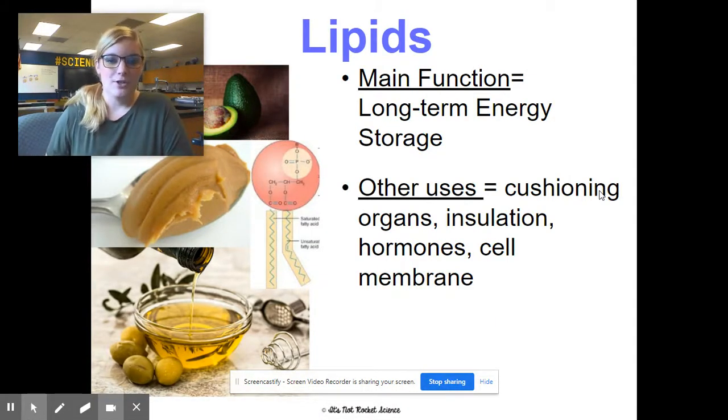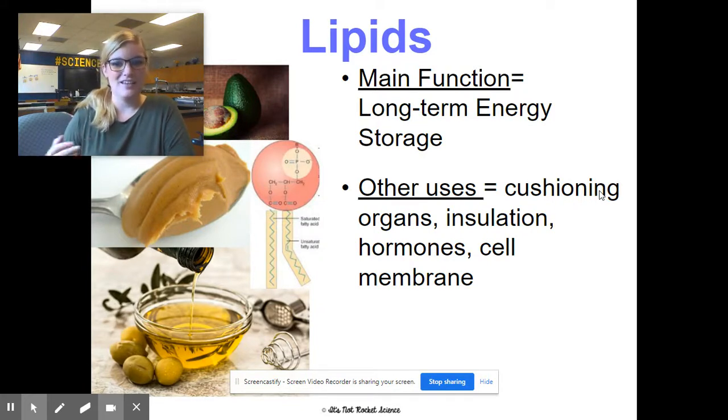So while long-term storage is the main function, other uses are cushioning our organs, insulation, hormones are made up of lipids, and then also our cell membrane uses lipids a lot. So if you've probably guessed, lipids are essentially fats. So while you are building up a nice cushion for your organs and insulation for when it gets cold, that's actually storing long-term energy for your body to access later.